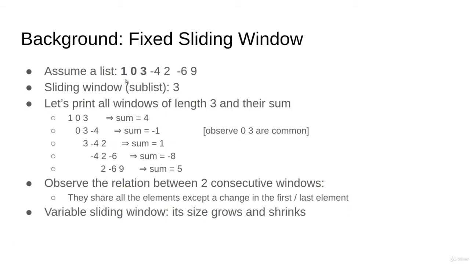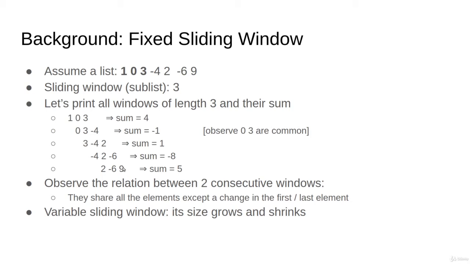Let's say we have a list of 1, 0, 3, minus 4, 2, minus 6, and 9. And let's slide a window of length 3. So here are all the windows of length 3. 1, 0, 3. Then remove 1 and add minus 4. 0, 3, minus 4. Remove 0, add 2. 3, minus 4, 2. Minus 4, 2, minus 6. 2, minus 6, and 9, and so on.